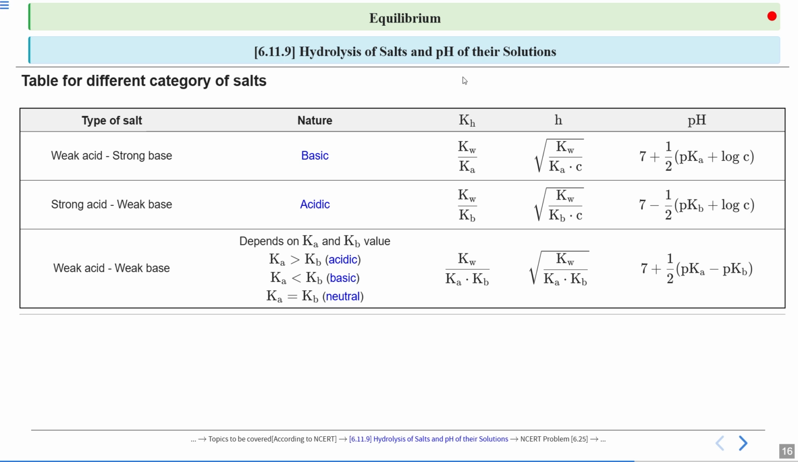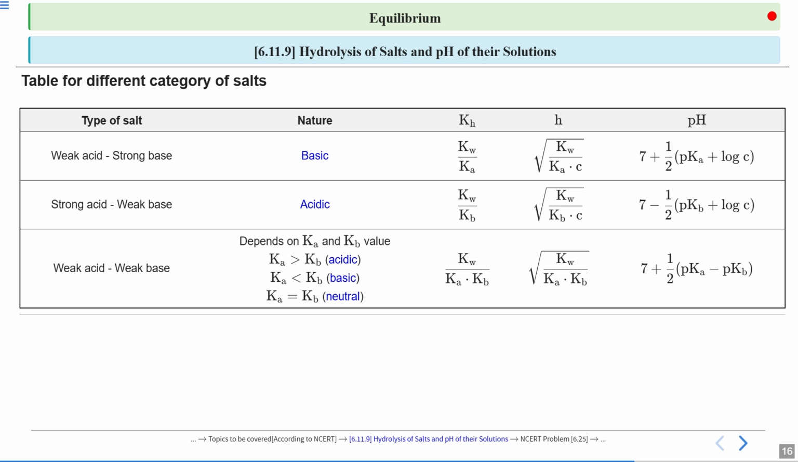Now moving on to the last situation, which is weak acid and weak base. In this case, we cannot define the absolute nature of the solution. For that, we have to look at the specific acid and base and their ionization constant values. If your acid has a greater ionization constant, that means Ka is greater than Kb, then the solution will be acidic. If Ka is less than Kb, then the solution will be basic, and if both are equal, it will be a neutral solution.